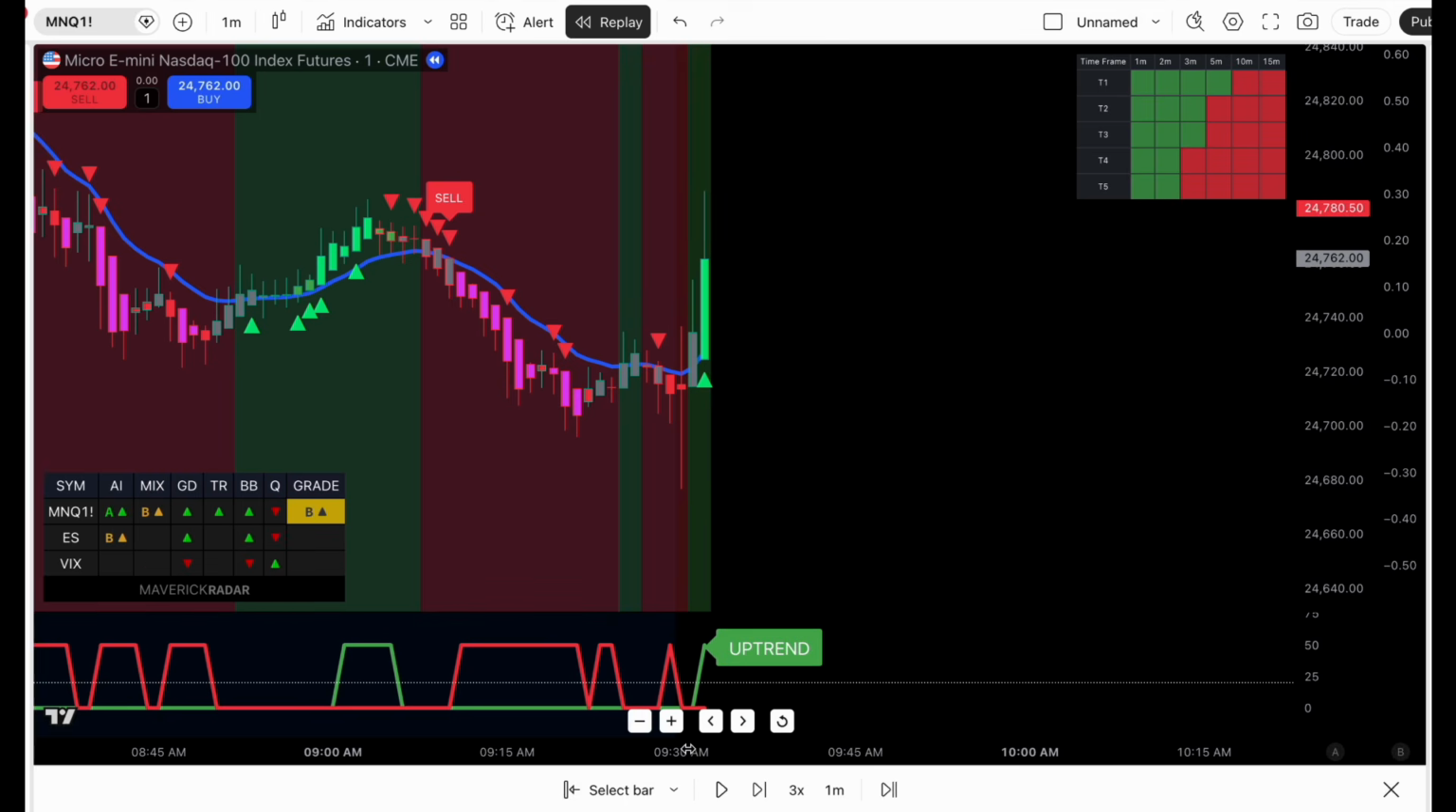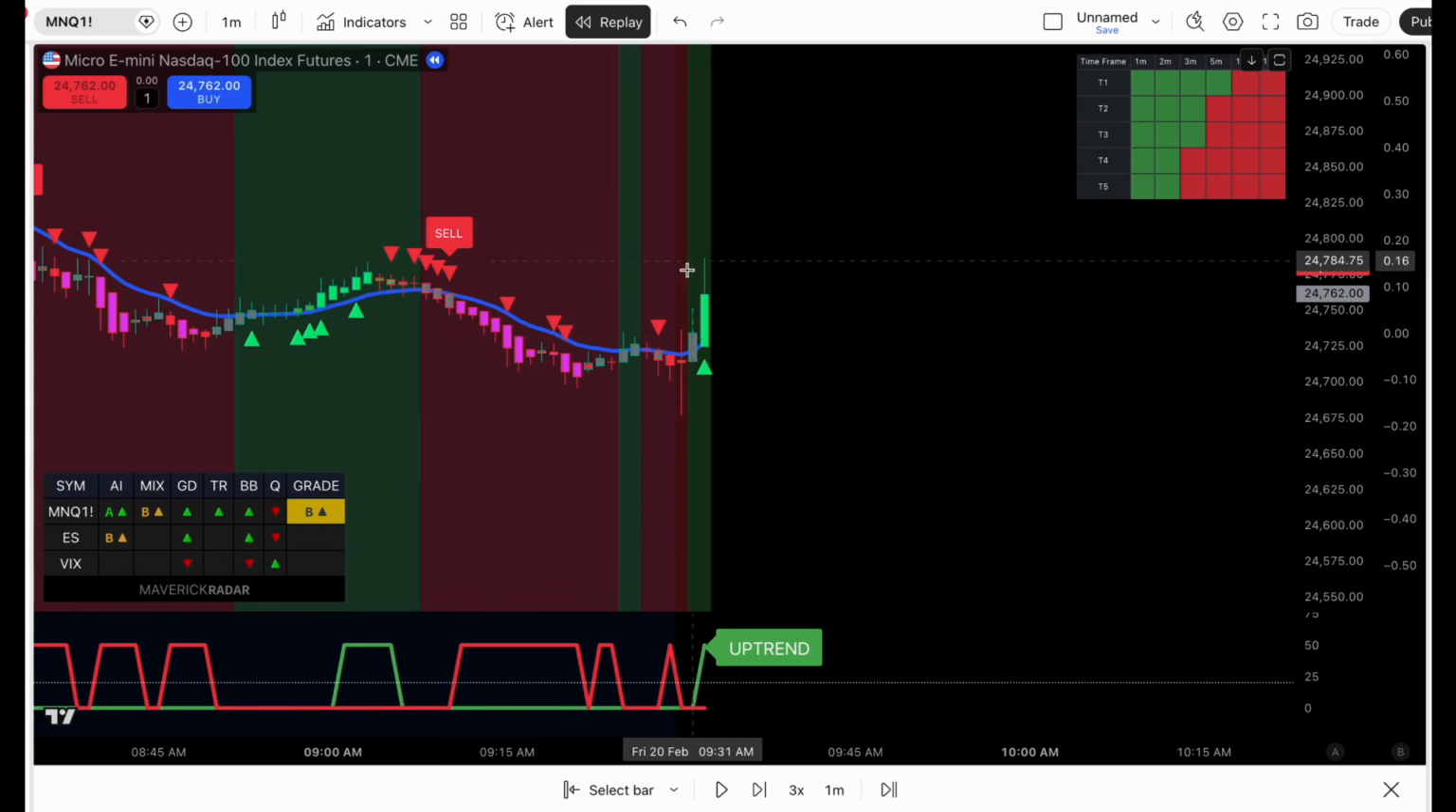So boom, here we go. You're starting to shape up. You got a B setup on your current chart. You have bright green candles, your strongest data upside candle.